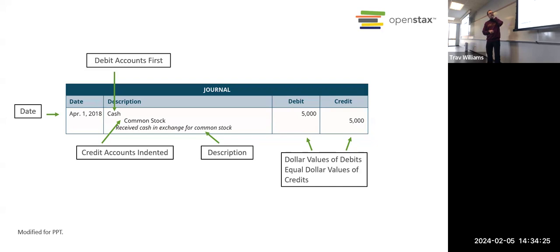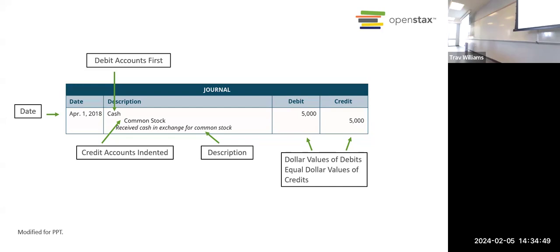What do you think happened in this transaction? Somebody bought stock from the company, that's right. So the company got cash and the company issued or sold stock to that investor. Okay.